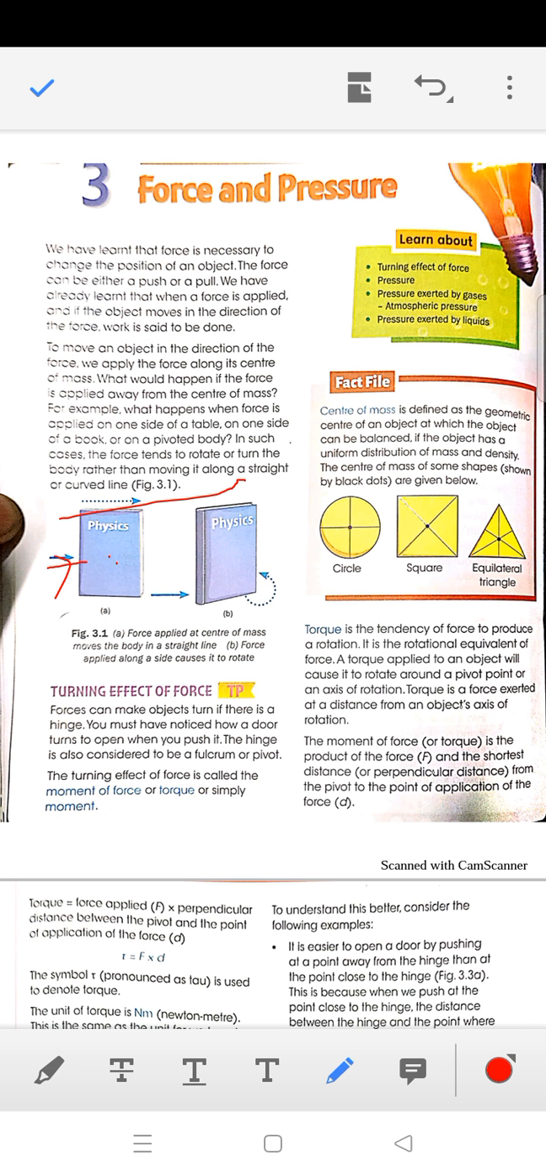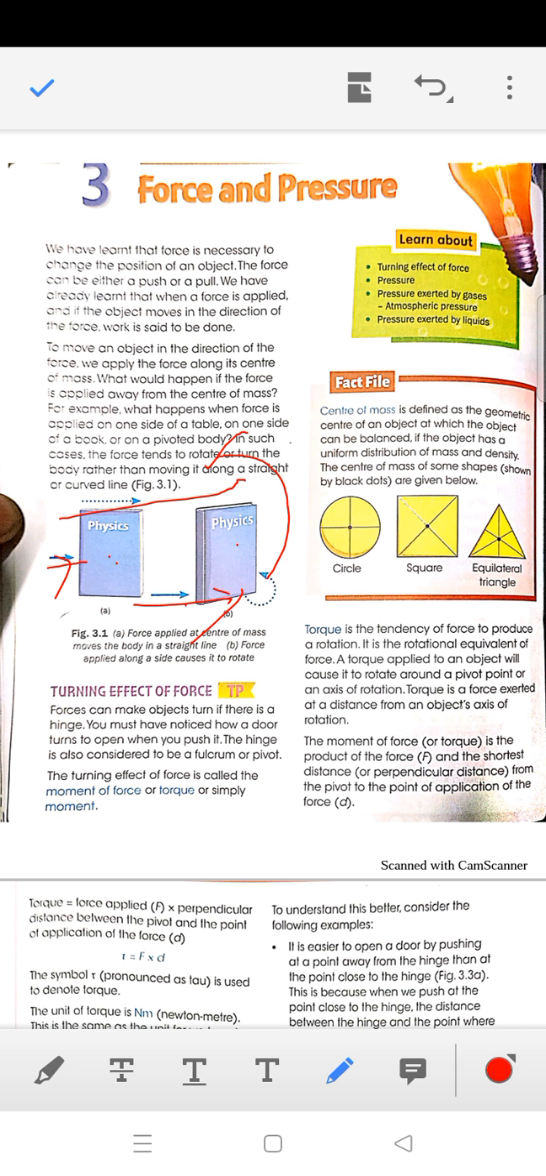But suppose I apply force in a direction which is not along the center of mass. As you can see in this picture, the center of mass will be here in the middle and force is applied in this direction. In that case there will not be a translatory motion. The body as a whole will not move, but it may so happen that the body will rotate.